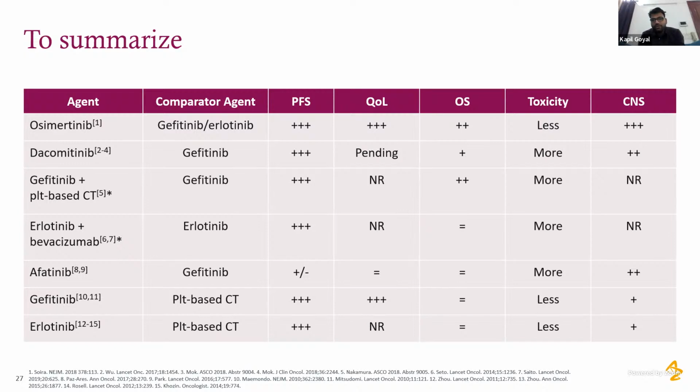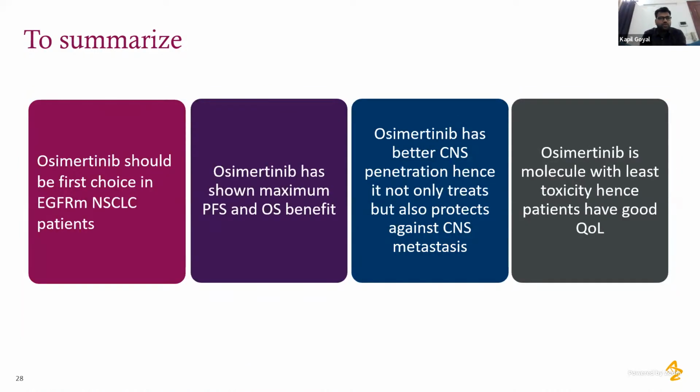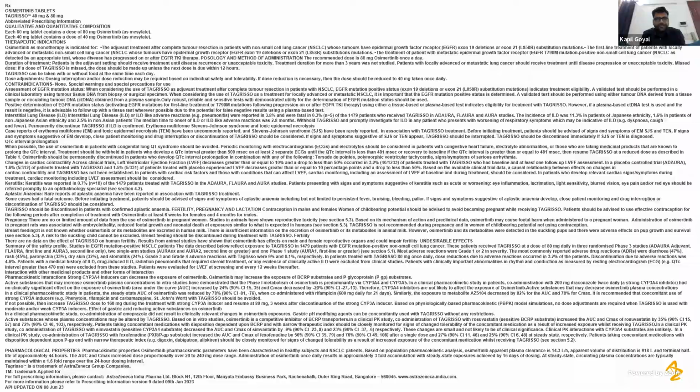Quality of life is also improved. Very mild CNS penetration is there with the older drugs, and they are toxic also. So osimertinib should be the first choice in EGFR mutated NSCLC patients. It has shown maximum PFS and OS benefit. Osimertinib has better CNS penetration, hence it is not only treating CNS mets but also protects against CNS metastasis. Osimertinib is the molecule with least toxicity, hence patients have good quality of life.